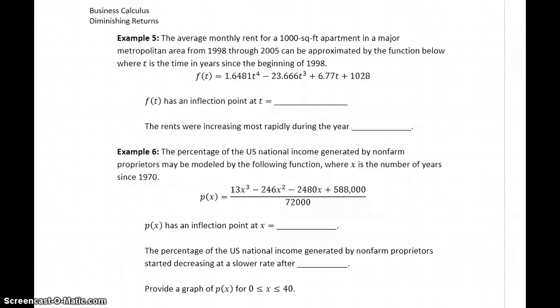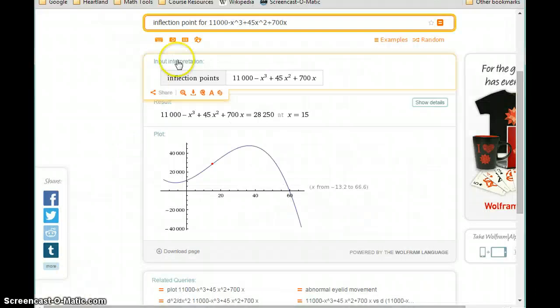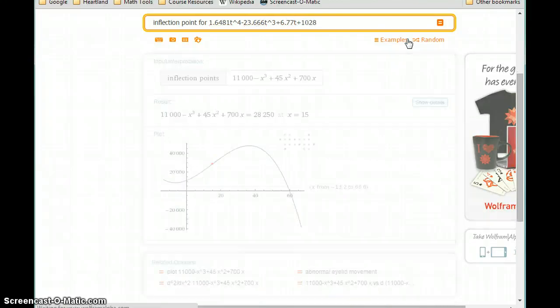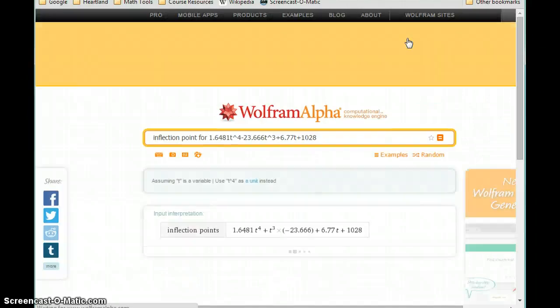In example 5, average monthly rent for a 1,000 square foot apartment from 1998 through 2005 can be approximated by the function below, where T is time in years since 1998. We want to find any inflection points and then provide an interpretation for that result. So in this case, we want any inflection points for 1.64 T to the 4th. So we want any inflection points for this function.